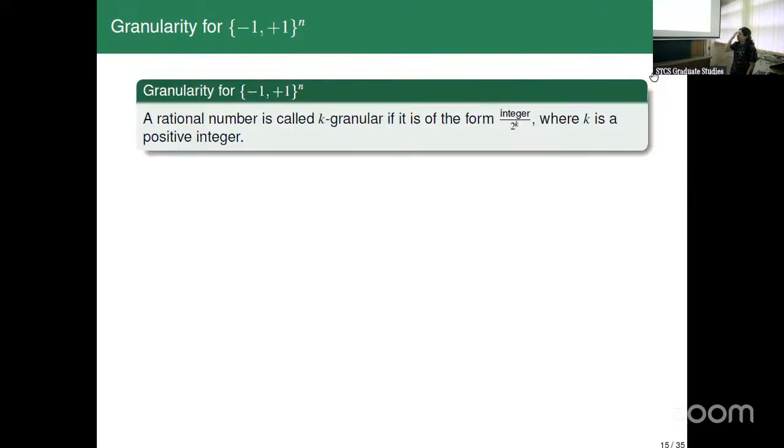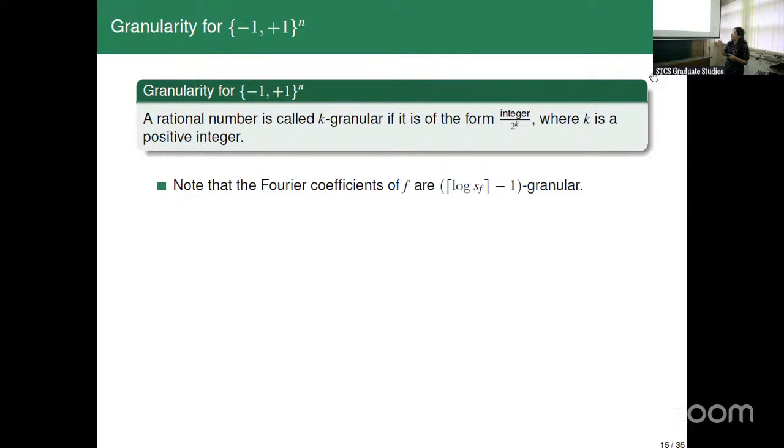So this is what Gopalan et al. defined to be granularity. A rational number is called k-granular if it is of the form some integer by 2 to the power k, where k is some positive integer. It follows from the previous theorem that the Fourier coefficients are ceiling of log sparsity minus 1 granular. From there it follows that they are integer multiples of 1 by sparsity.